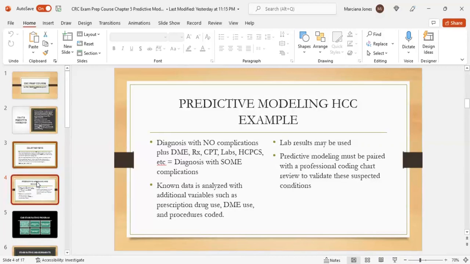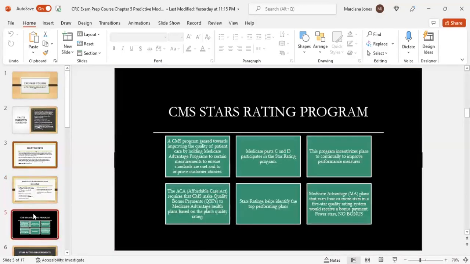Predictive modeling must be paired with a professional coding chart review to validate these suspected conditions. So not only do they use predictive modeling to see what's going on with this patient, as you see, they also use us, professional coders, to take a look or review the chart to validate these conditions, to make sure that the documentation is there.